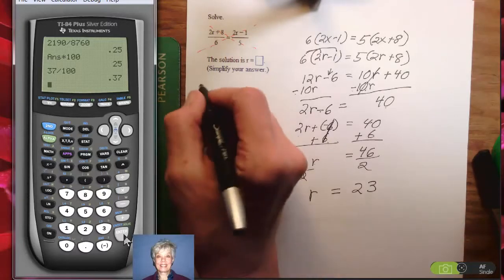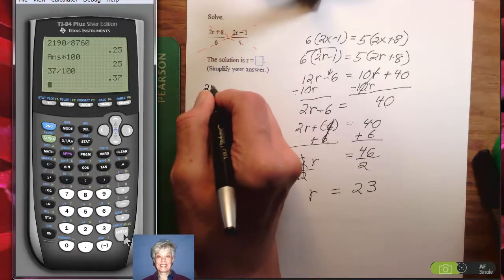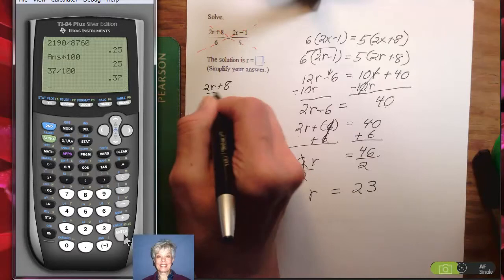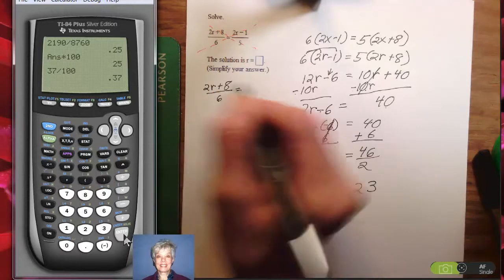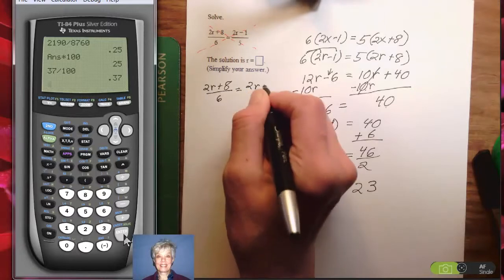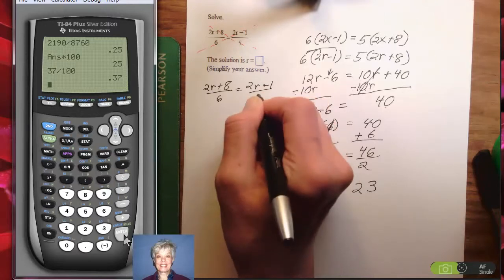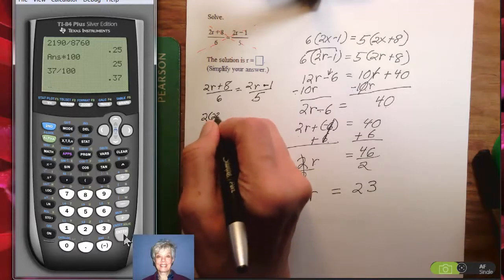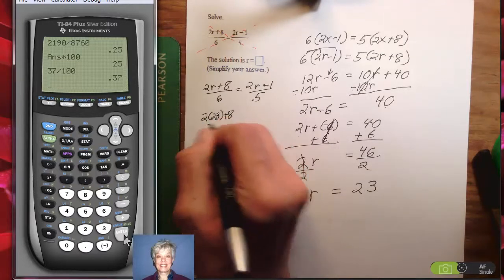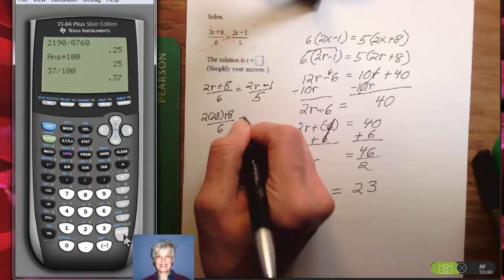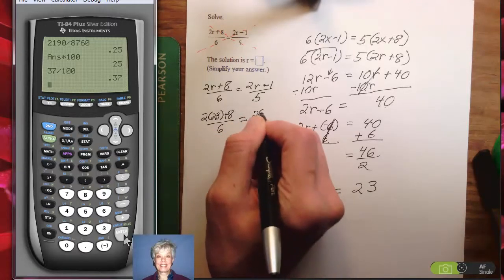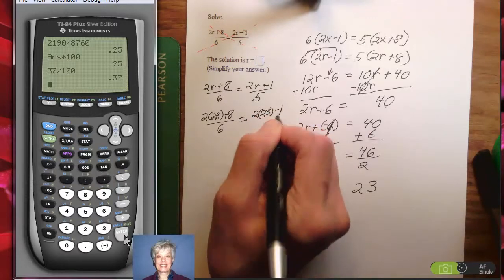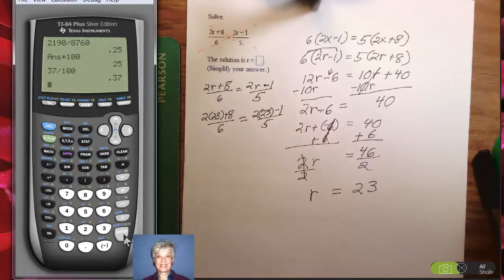Back in the original equation. You always have to go back to the original equation, as mean as that feels. Okay, and I'm going to put 23 in there. (2 times 23 plus 8) over 6. And I'm going to hope that that equals (2 times 23 minus 1) over 5. I'm going to do this in parts in the calculator.